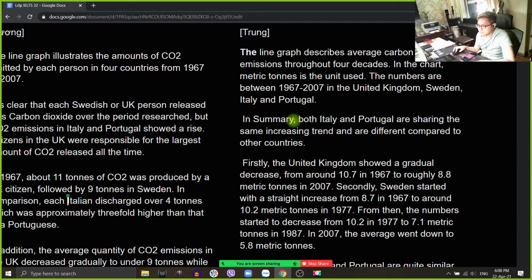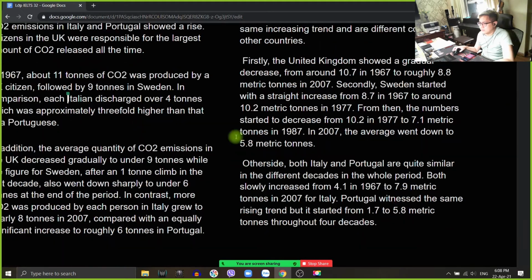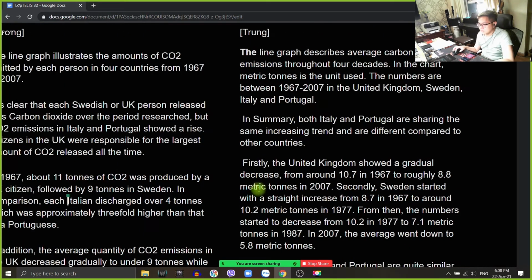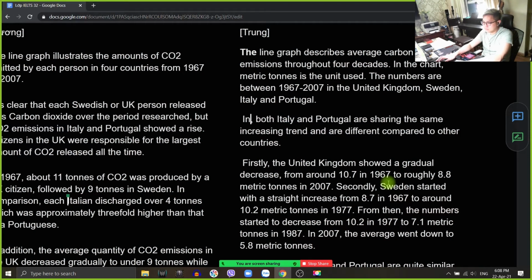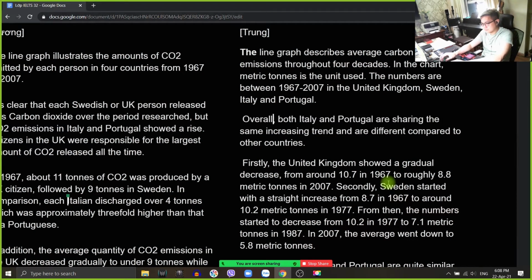Nhìn chung hả? Well, we say in summary when we summarize everything already. I mean, we wrote everything already and we summarize it. But here it's an overall. You are mentioning this one before you go into mentioning the details. So it should not be in summary, right? Just say Overall. Just say overall.